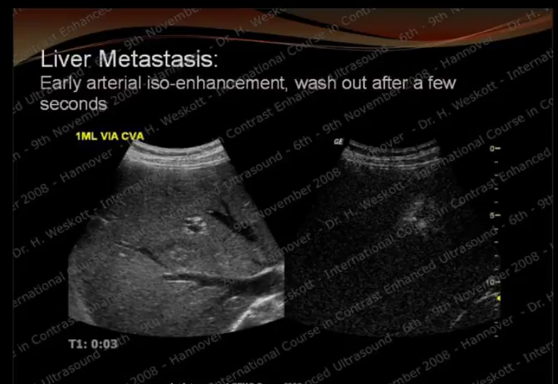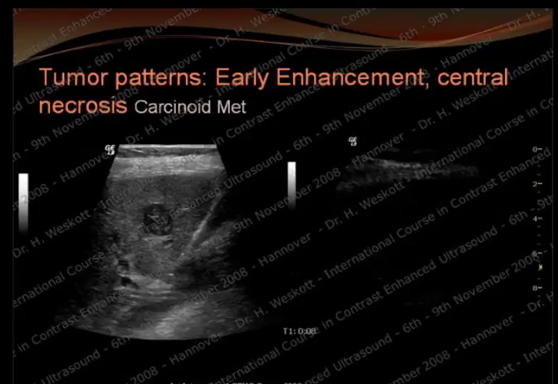Another example is metastasis of a carcinoid tumor in the colon, and you can see here the metastasis, you can see the supplying artery, you can see an early enhancement prior to the enhancement of the liver tissue, and it is strongly enhanced. And again, if you look at the late arterial phase, it is already clearly washing out. So here you have a very high vascularity, and you can also see that around the tumor there is maybe a sucking of blood, and that is the reason why the liver tissue around the tumor is hyperenhancing.